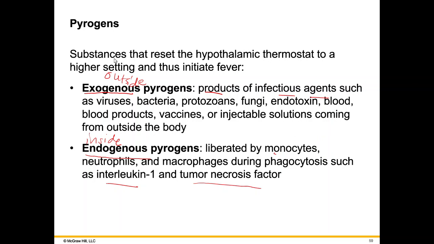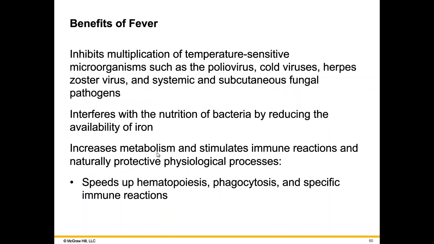So again, exogenous means it comes from outside the body. We get this external source inside of us, and it itself acts as a pyrogen. And then endogenous pyrogens are when our body engulfs and destroys something that is holding a pyrogen inside of it, like interleukin 1 or this TNF, tumor necrosis factor, and it's liberated by that process of phagocytosis.